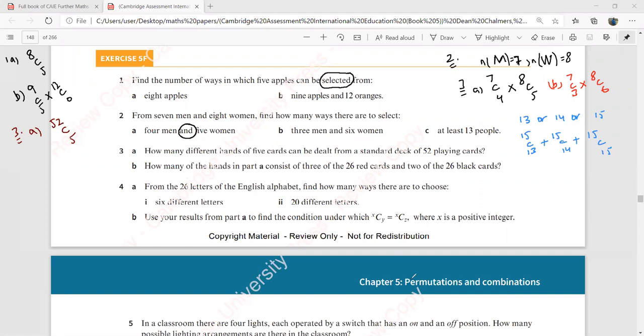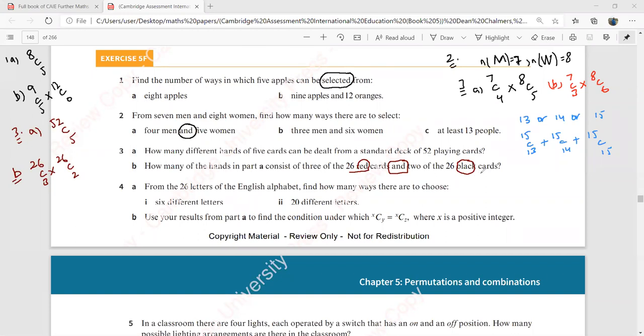How many of the hands in part A consist of 3 of the 26 red cards and 2 of the 26 black cards? If you guys have played cards, you know half of them are red and half of them are black. So now we need 3 red and 2 black. So this should be 26C3 times 26C2. That is how you get this. There is and, so we're multiplying them. We need 3 red and 2 black cards.